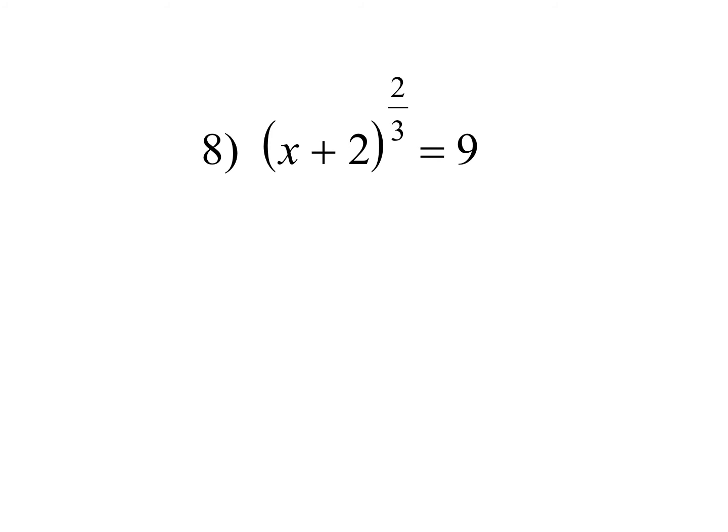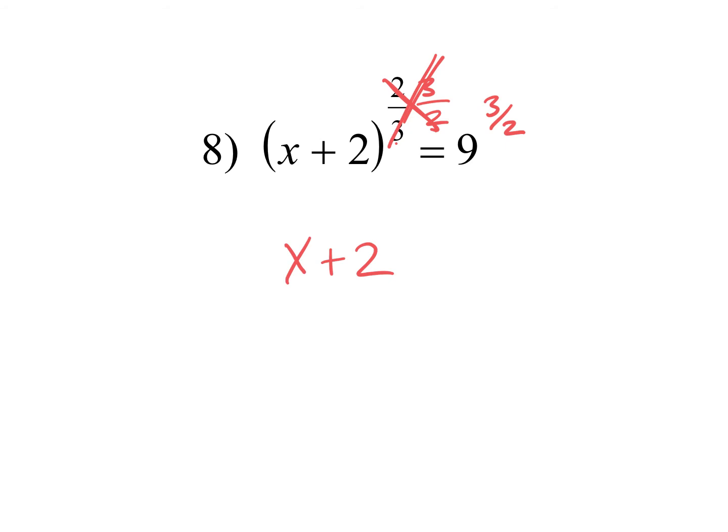Number 8. What should we do first? Reciprocal. What's the reciprocal of 2 over 3? 3 over 2. So we got to raise both sides to the power of 3 over 2. What happens on the left? Cancels. So what are we left with on the left side of our equation?